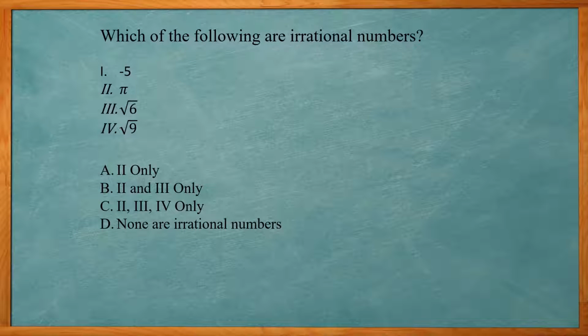So in this first problem it says, which of the following are irrational numbers? We have -5, pi, square root of 6, and square root of 9. Remember, special constants like pi will be irrational. -5 is just a regular integer. It can be written as -5 over 1. Square root of 6 is going to be irrational. It's not a perfect square. Square root of 9 is a perfect square, so the square root of 9 will be 3. So it looks like pi and square root of 6 will be irrational numbers. So choice 2 and 3, letter B, would be our answer choice.